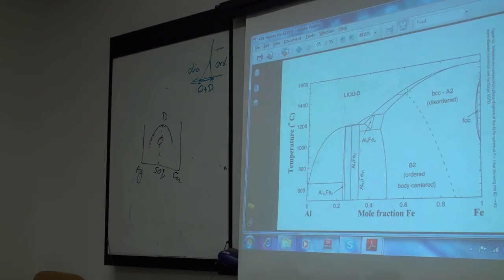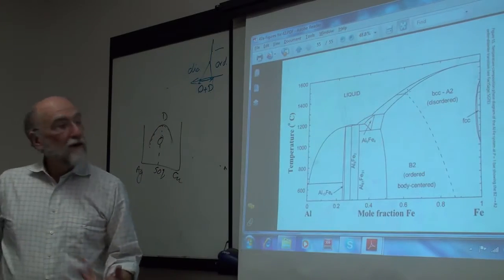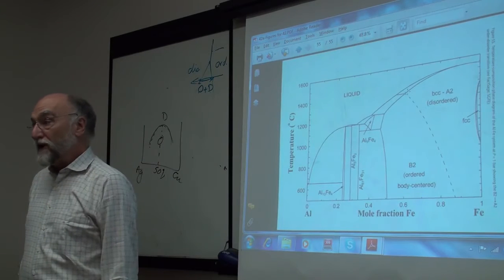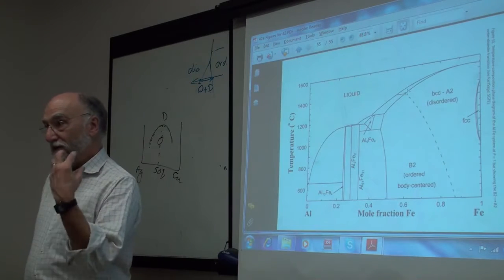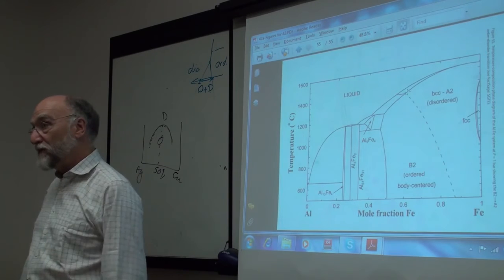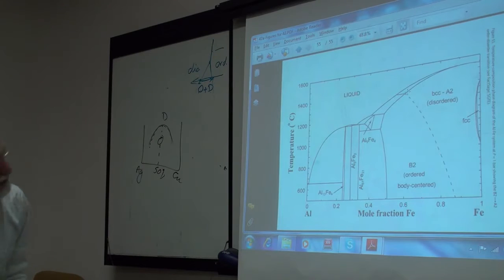This structure, the body-centered cubic, is the same thing as the silver-gold structure. The aluminum-iron structure is the same as the silver-gold. The disordered is called the A2 structure, which is just a body-centered cubic. And the ordered structure is the B2 structure, which is the cesium chloride structure, with the body-centered sites occupied by one atom and the corner sites occupied by another atom. Okay, I showed that before.